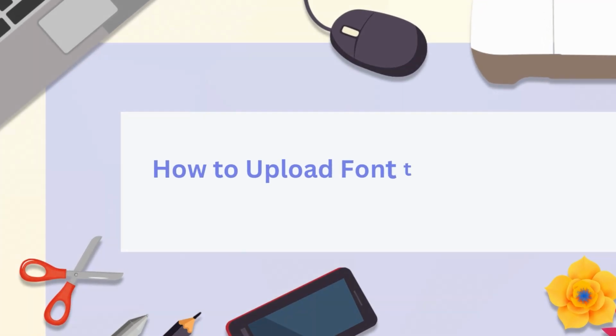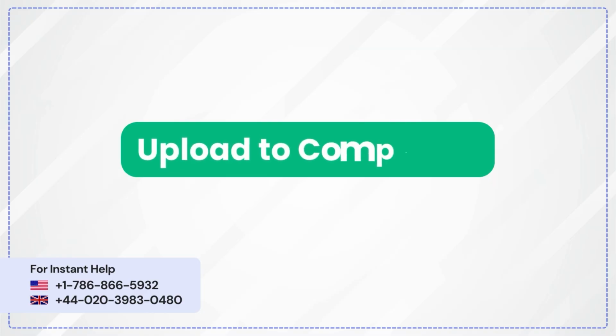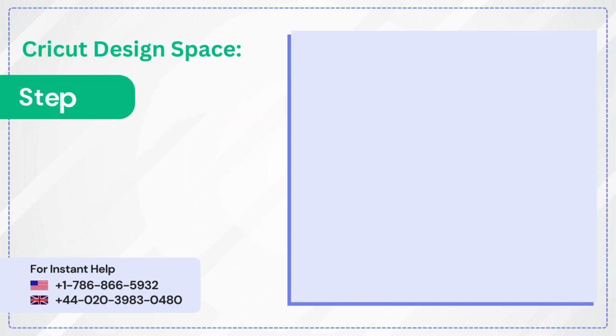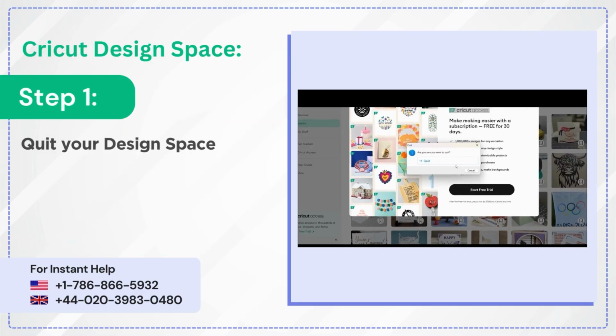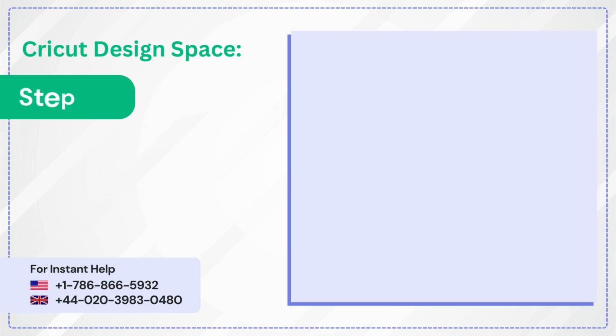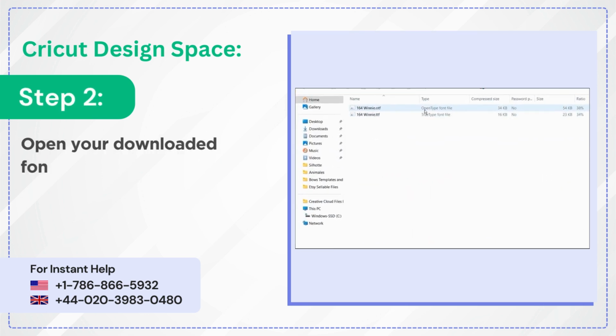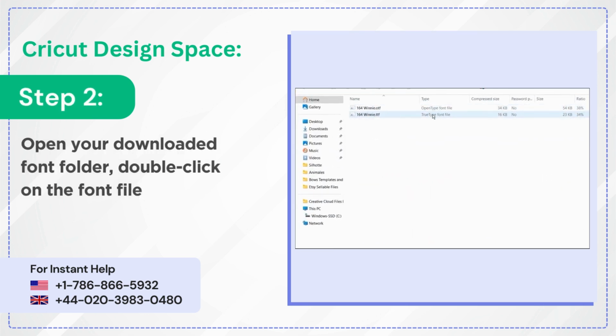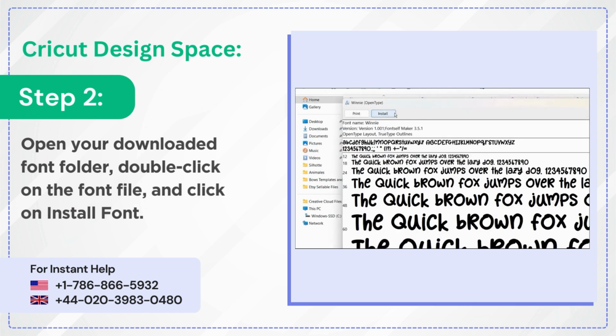How to upload font to Cricut. Upload to computers. Step 1. Quit your Design Space app. Step 2. Open your downloaded font folder, double-click on the font file and click on Install Font.